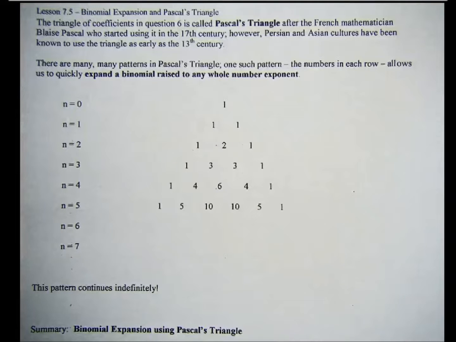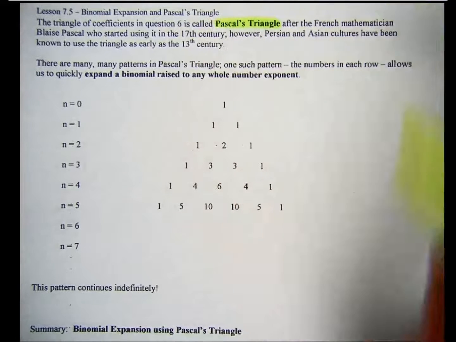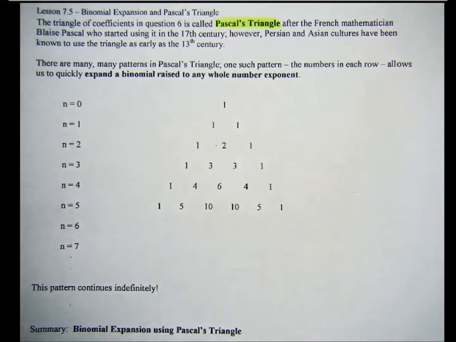We're at the top of page 3. The triangle that you created on page 2 with the coefficients, that is what we call Pascal's triangle. It's named after the French mathematician Blaise Pascal. He started using it in the 17th century for some very lovely patterns. But actually, Persian and Asian cultures have been known to use it since the early 13th century, around there. That's on the internet if you want to look it up some more.